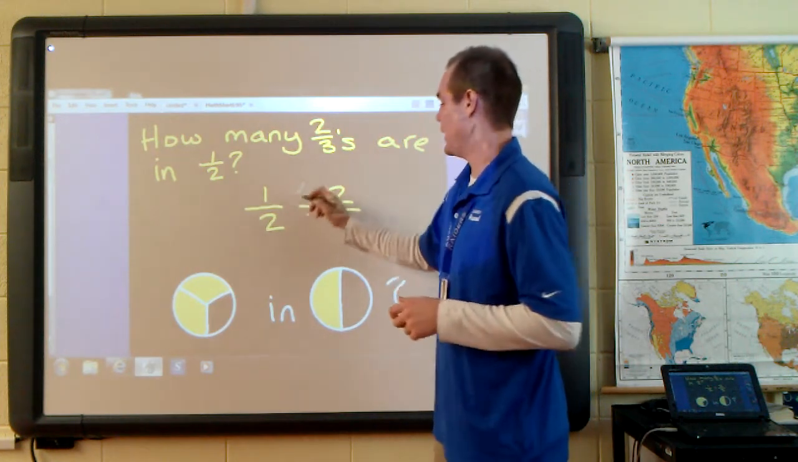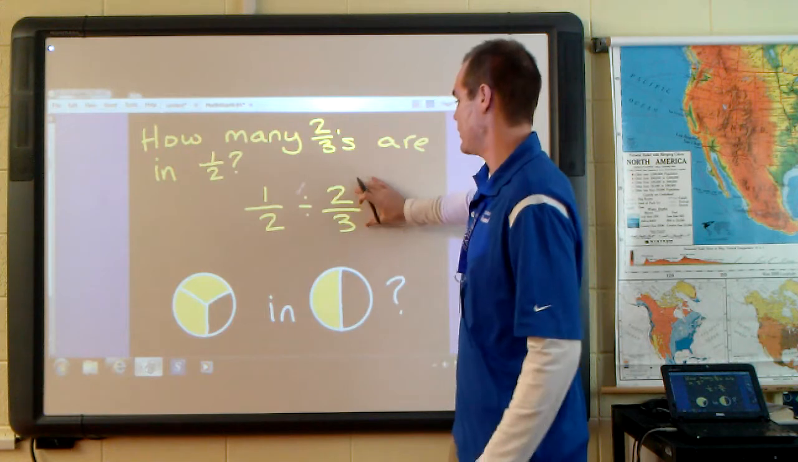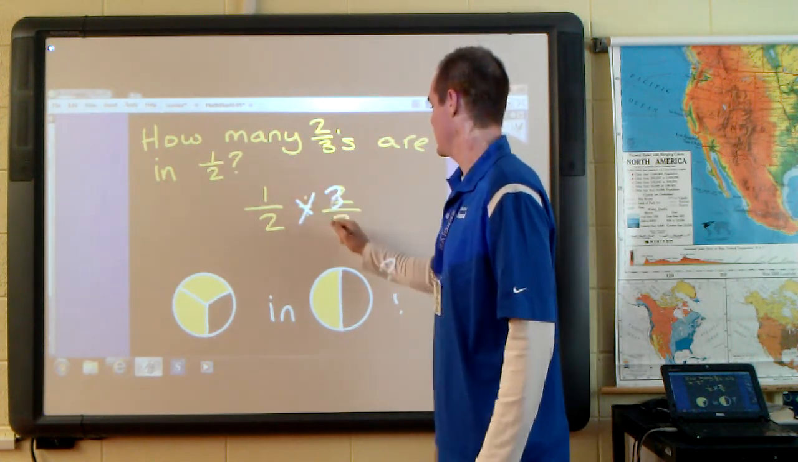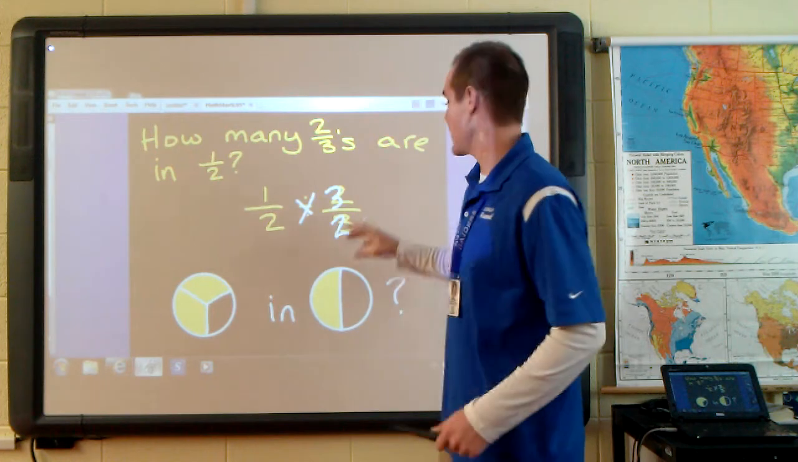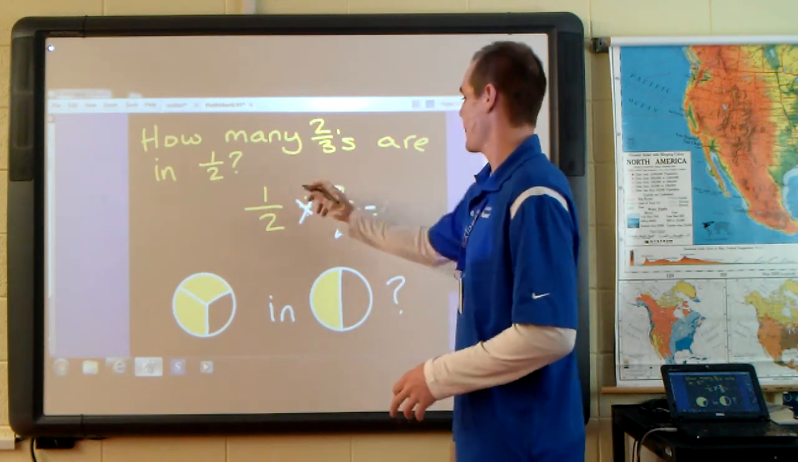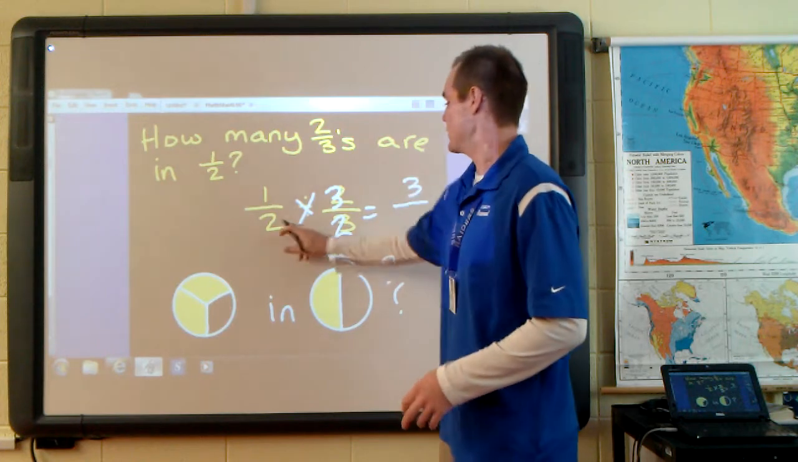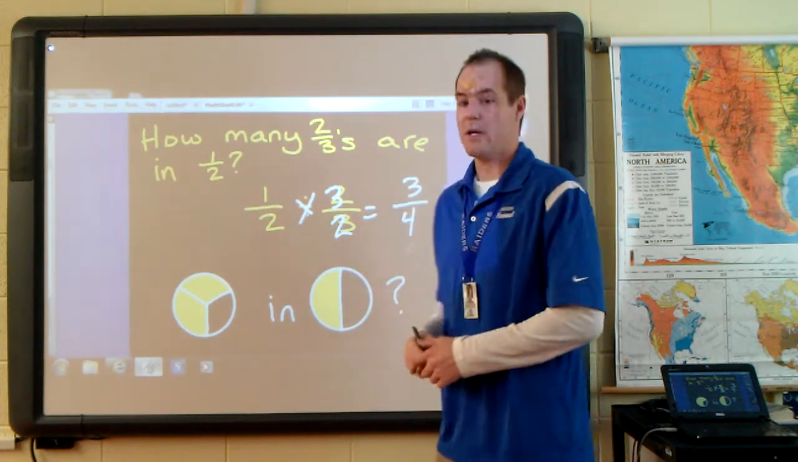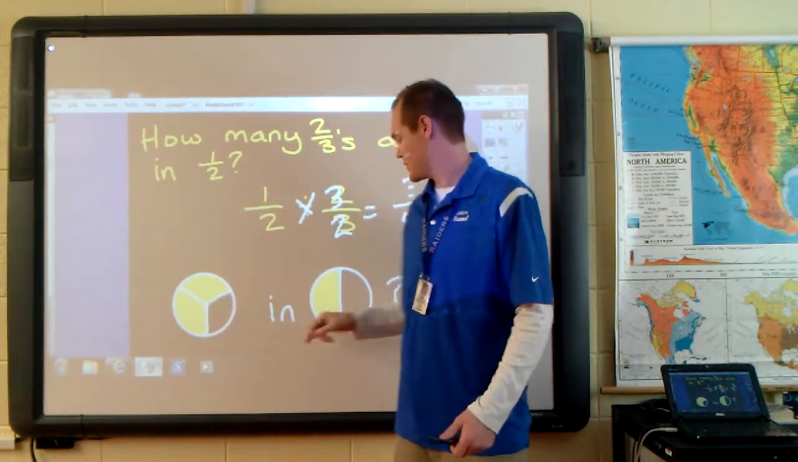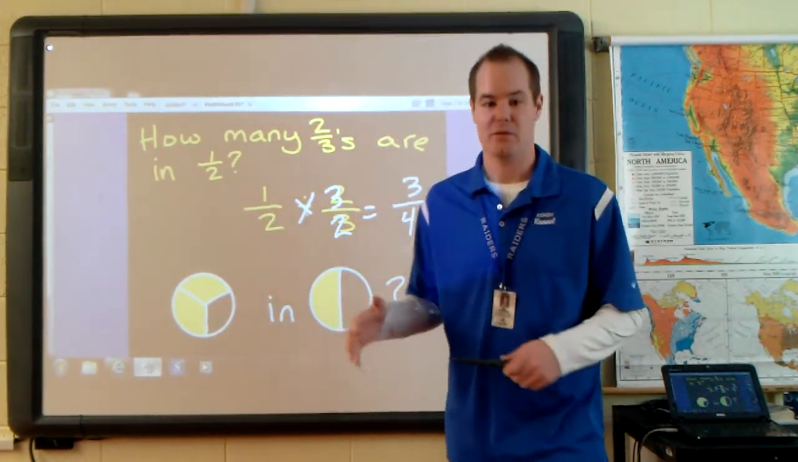Alright, 1/2 divided by 2/3, we know that we flip-flop this fraction. Division goes to multiplication. When we invert the fraction 2/3, it goes to 3/2. We multiply. 1 times 3 is 3. 2 times 2 is 4. So there are 3/4 of these 2/3 that fit in the 1/2.